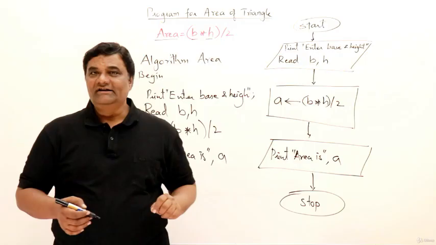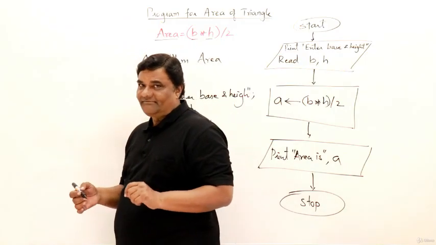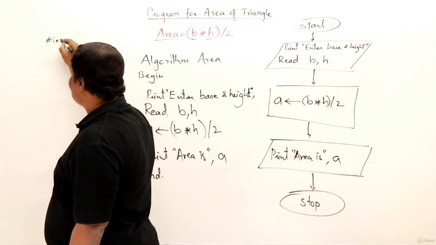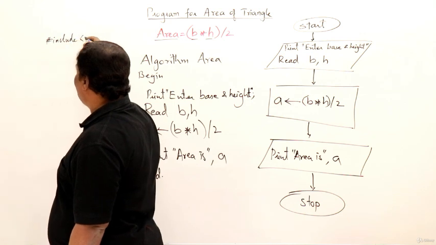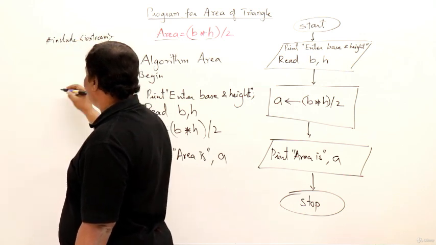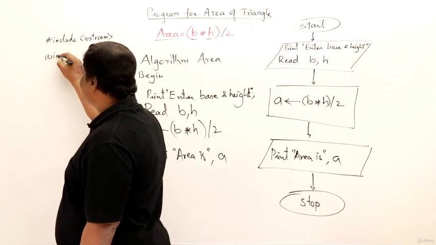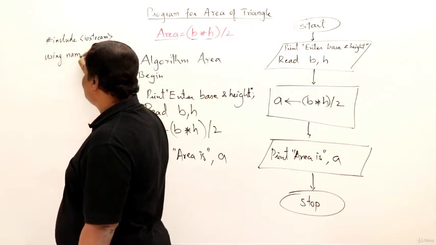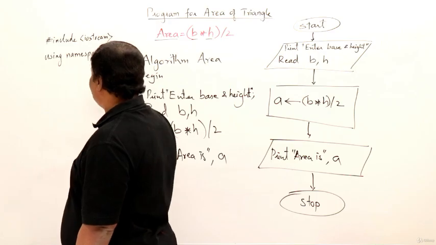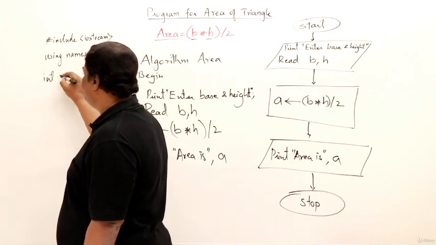Now next I have to write down a C++ program for this one. So first thing is hash include. I should include a header file, that is iostream. Hash include iostream. Then using namespace, right? Using namespace std I have to write down. Then the next thing is the int main function.